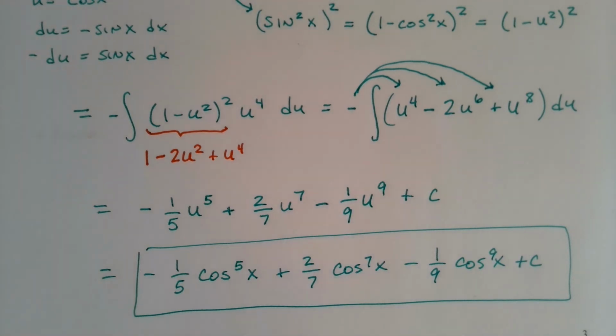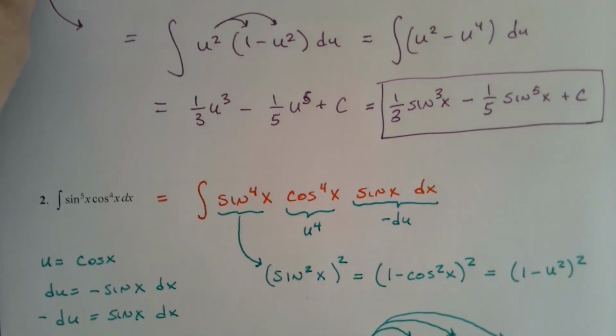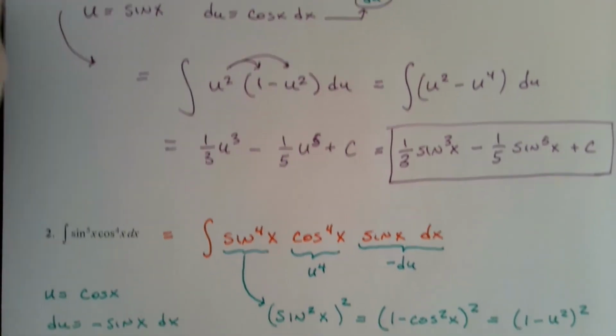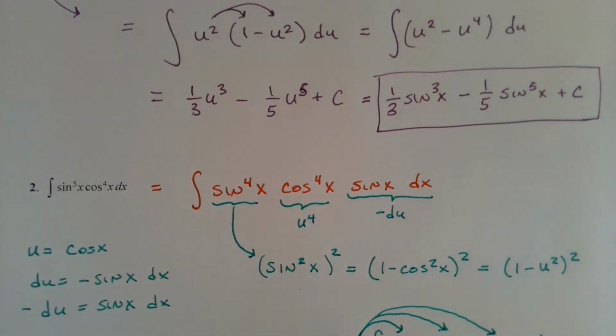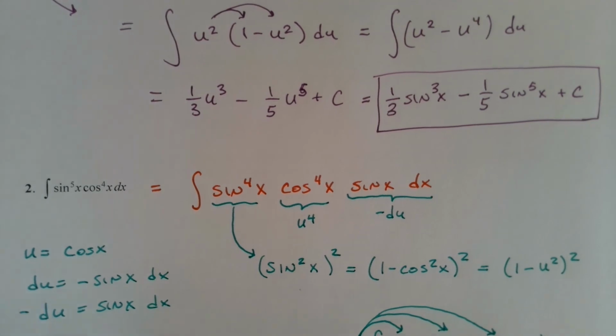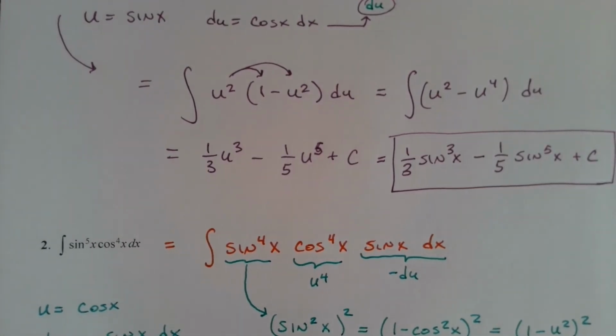All right, let's take a look at an example where we have even powers. So these are good. If we have an odd power, we peel one off and make that the du, and we're good to go, as long as we have one. If we have both odd powers, you can choose either one. Doesn't matter. You can go either path if they're both odd. But what if they're both even? So we'll finish this video with this one. What happens if they're both even?